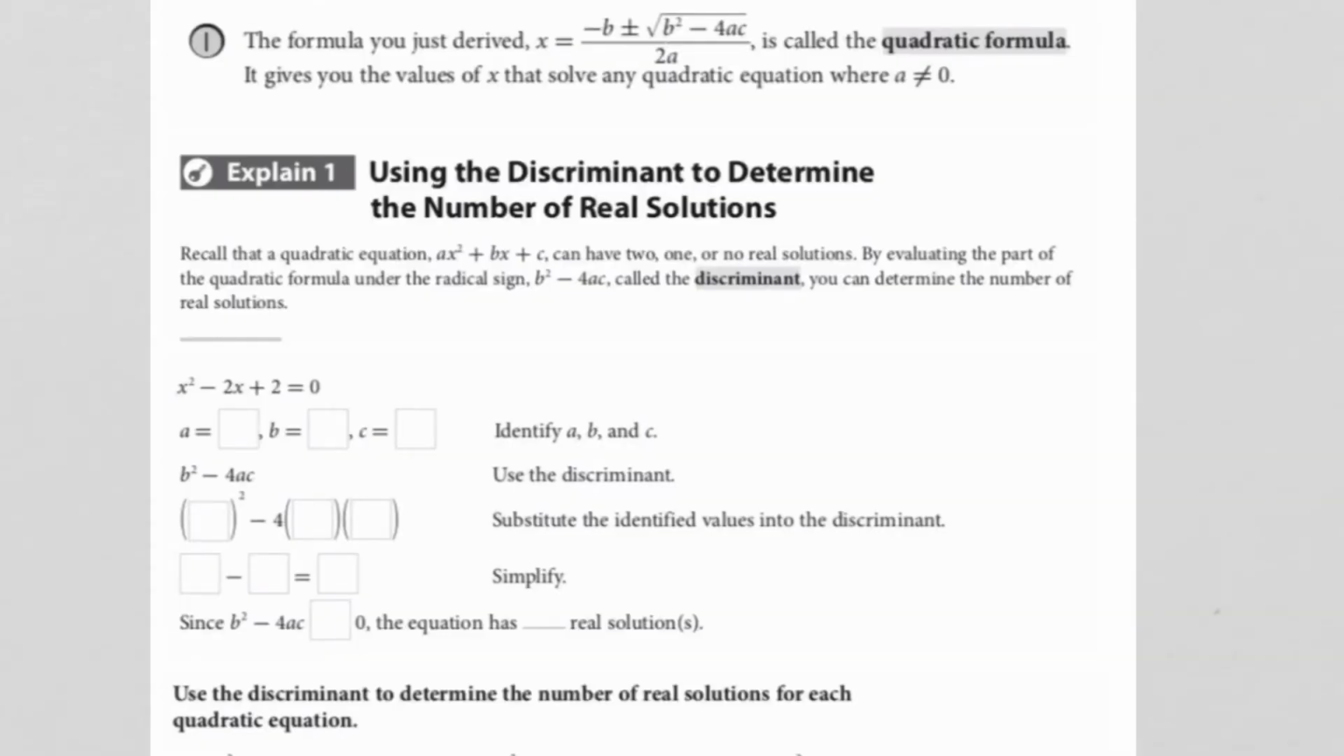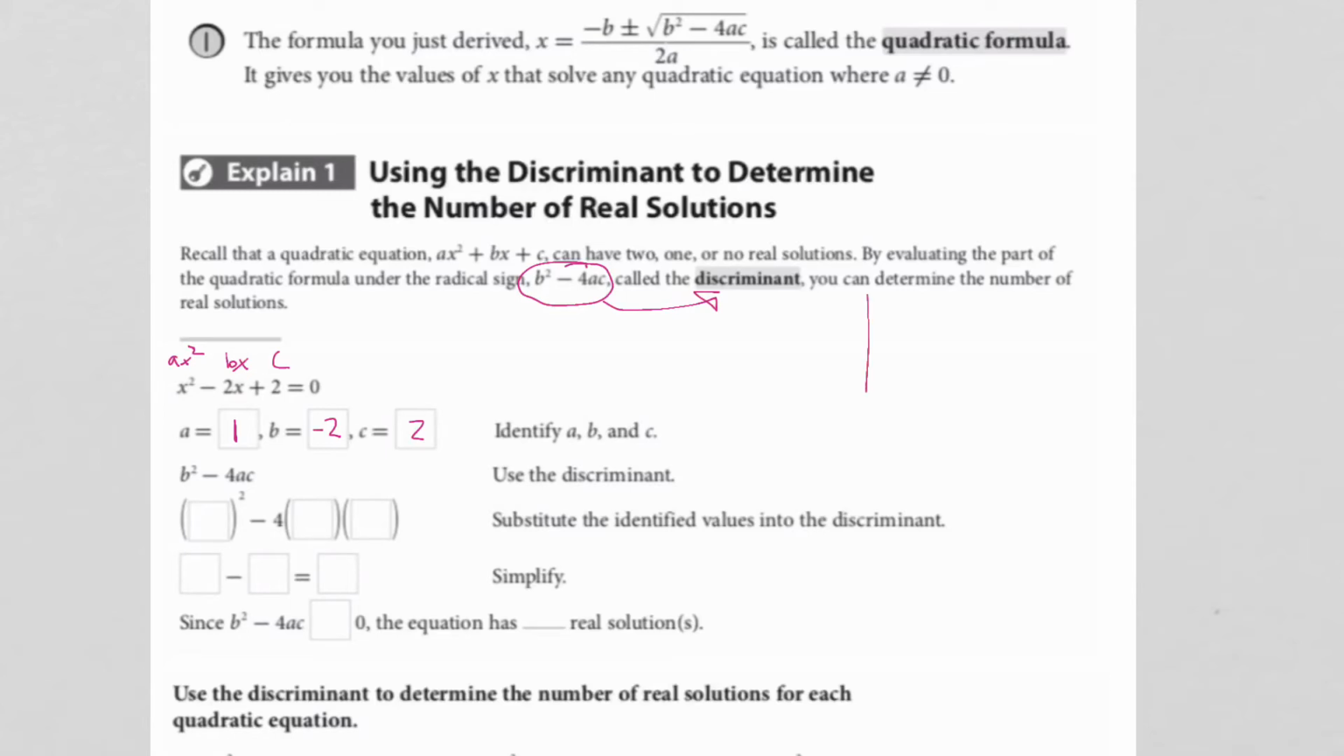So here we go. If we're looking at this thing, right here is our ax squared. This is our bx, and that is our c. So a is going to be equal to 1, b is equal to negative 2, and c is equal to 2. So we're going to try to determine, just using a portion of the quadratic formula, this portion is called the discriminant, and we can use the discriminant to determine the number of real solutions.